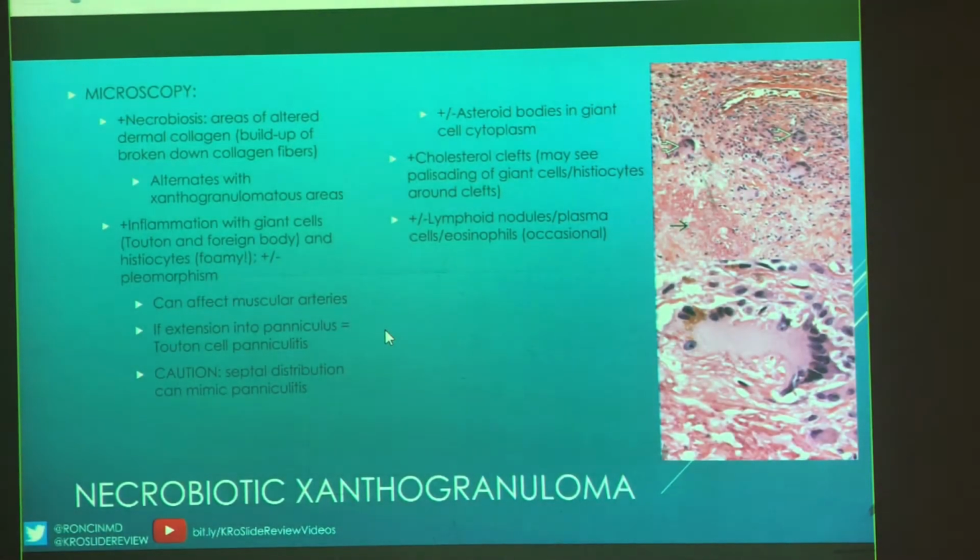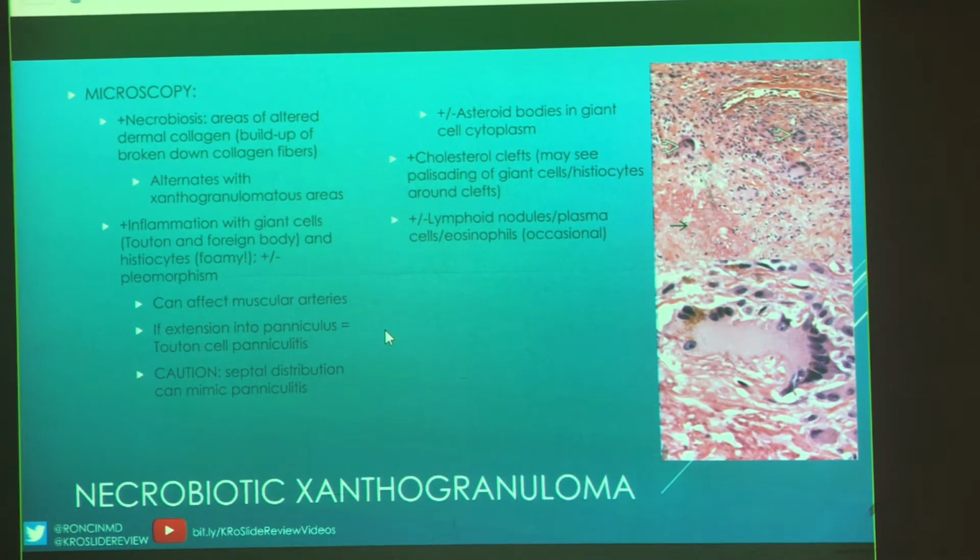On microscopy, what does necrobiosis mean? Those are areas of altered dermal collagen, so that's where it kind of looked like that funny collagen deposition. What that really is, is all the collagen has been broken down by this lesion, so it has a sort of haphazard, strange arrangement. And as you should appreciate in the slide that we selected, it will alternate with the xanthogranulomatous areas.